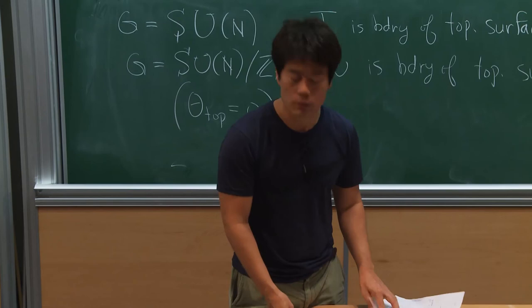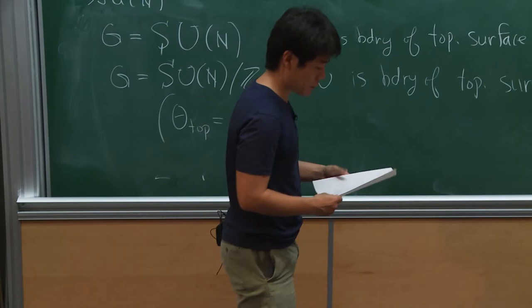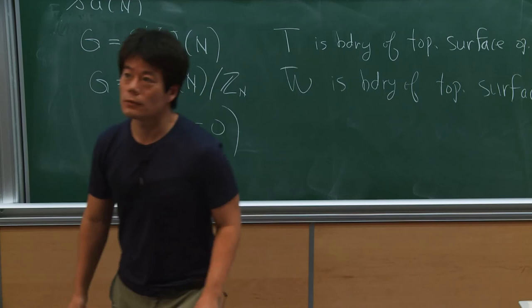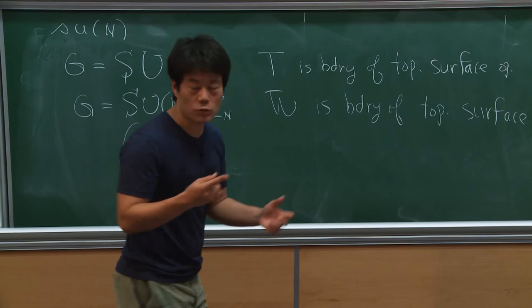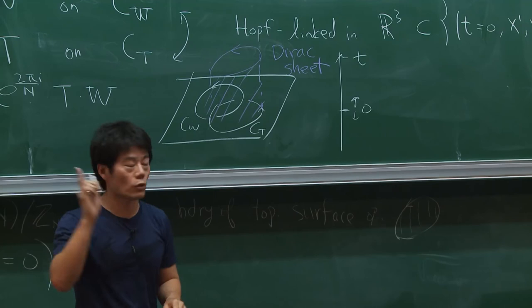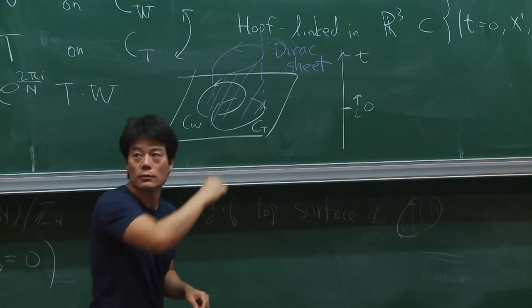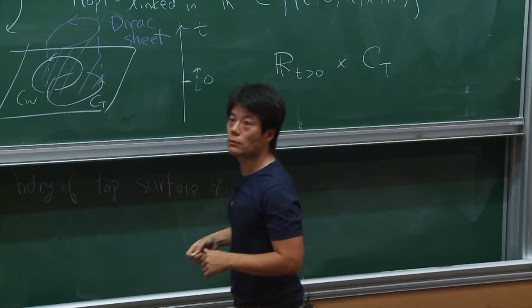Now I want to come back to what I was discussing yesterday. Ah, so the Dirac string is a sheet, so it's a two-dimensional object, right? And in the time direction, it goes in the positive time direction, but it also has a spatial component along R_+. So topologically, this Dirac sheet is just a half line times R_t.